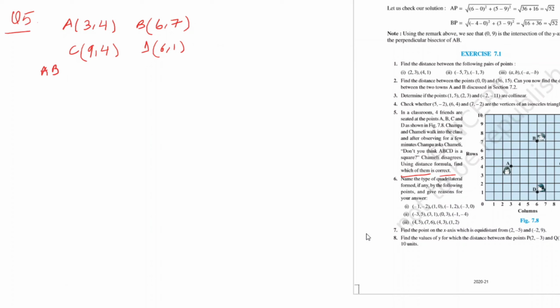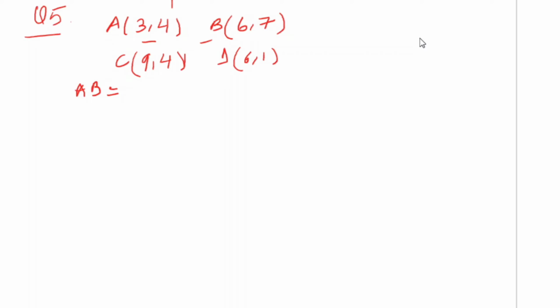We'll find the length AB, then BD, then CD, then AD. Once you find the lengths, even if the lengths are equal, it doesn't mean that it is a square. It's not necessarily a square, because in a rhombus also all sides are equal. So we have one more thing to test, the validity of the square. We'll come to that part later.